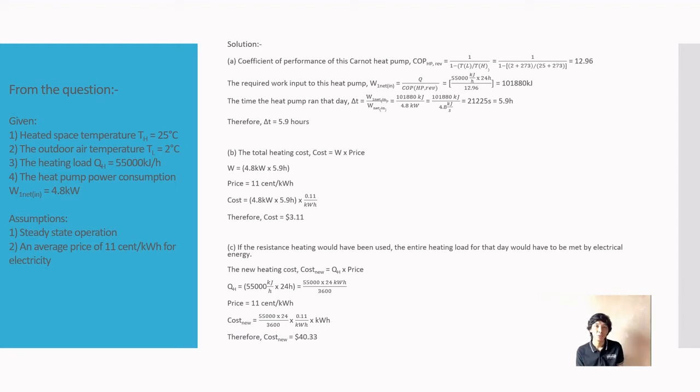And for C, if resistance heating had been used, the entire heating load for that day would be met by electrical energy. After calculating the new heating cost using QH times price, the new cost would be $40.33.